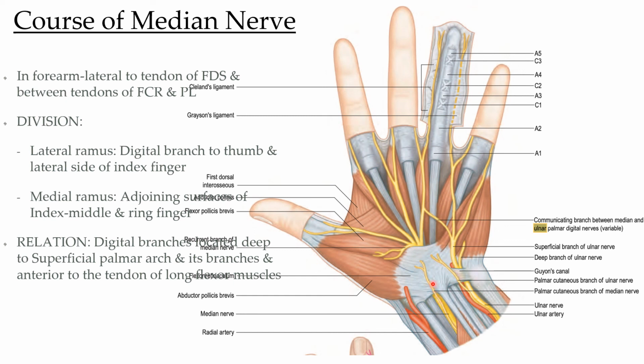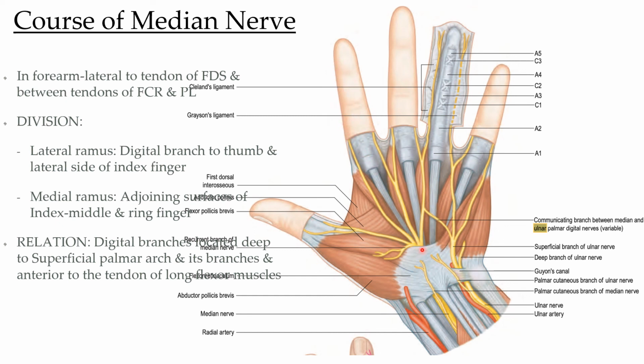After entering into the palm, the median nerve divides into its two terminal branches, which are the medial and lateral divisions, or can also be called medial and lateral branches. The lateral division then divides into two branches. One is the common palmar digital nerve, which will then divide into proper palmar digital nerves and provide cutaneous nerve supply to the skin over the first digit. The second branch is the proper palmar digital nerve, which will descend along the lateral border of the second digit and provide cutaneous nerve supply to the lateral half of the second digit.